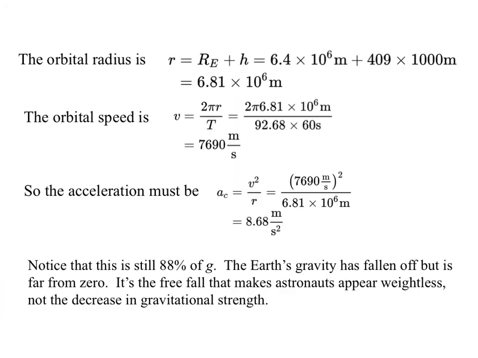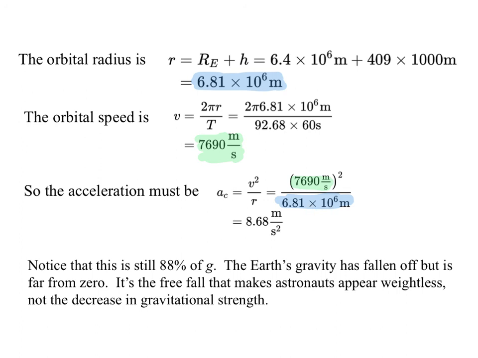Here we'll just compute the orbital radius, which turns out to be 6.81 times 10 to the 6 meters. And we can compute the orbital speed by using 2 pi r over T, one circumference divided by the time it takes, and the time is 92.68 minutes and 60 seconds per minute. And we get this as our orbital speed. And then the acceleration is just v squared over r, so we take this speed squared and divide by the radius, and we get 8.68 meters per second squared.